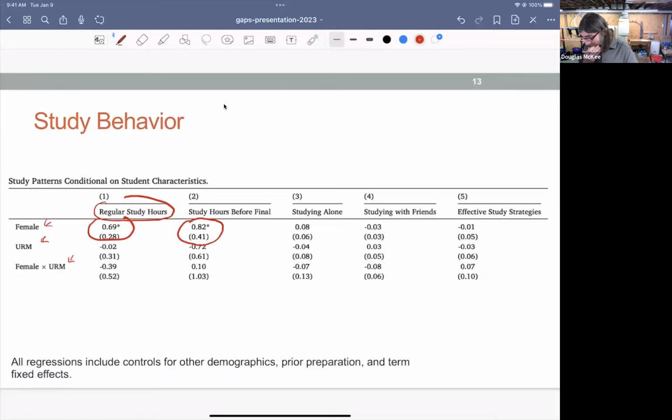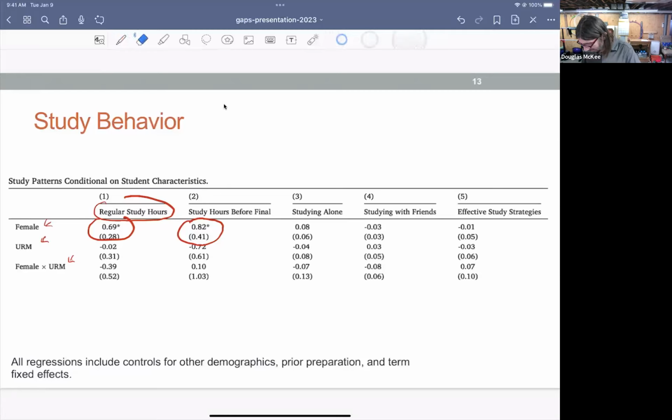Okay. Now, we didn't observe much in the way of a gender gap, and you might say, well, the female students are studying more. Why aren't they doing better than the male students? That's a great question, and I don't know the answer to that. It tells me that there's still something going on.